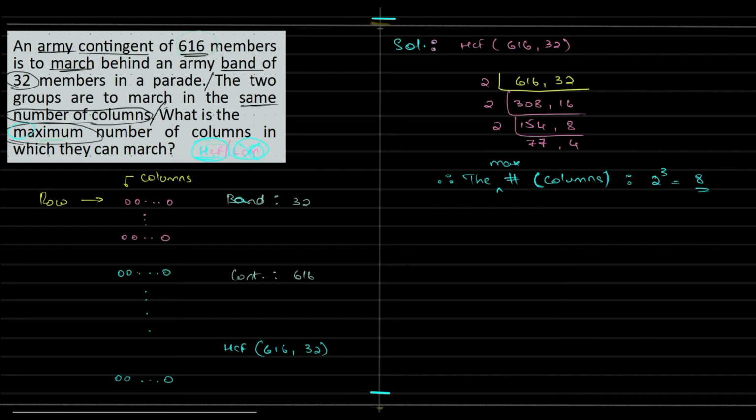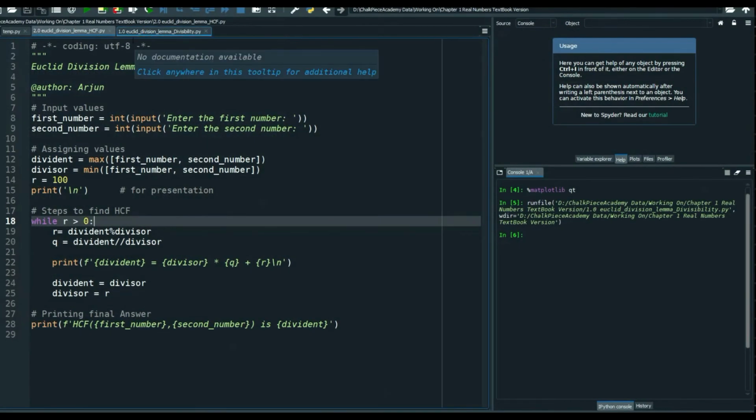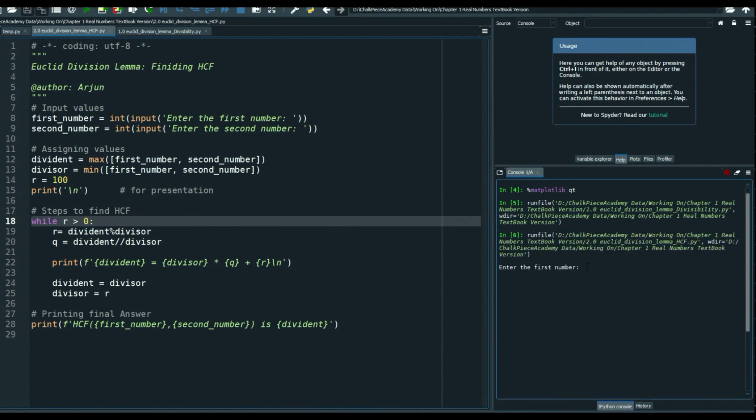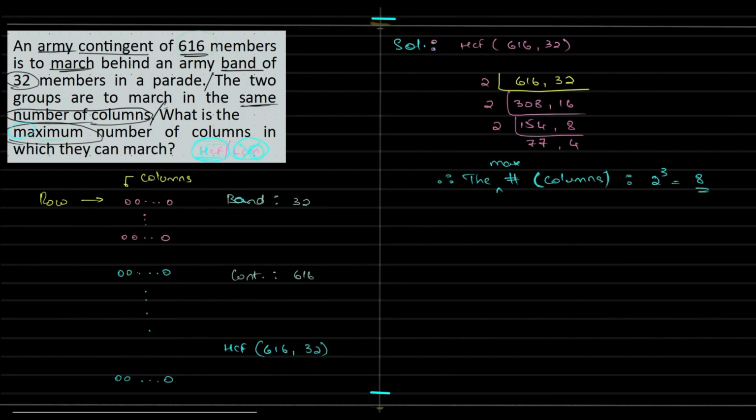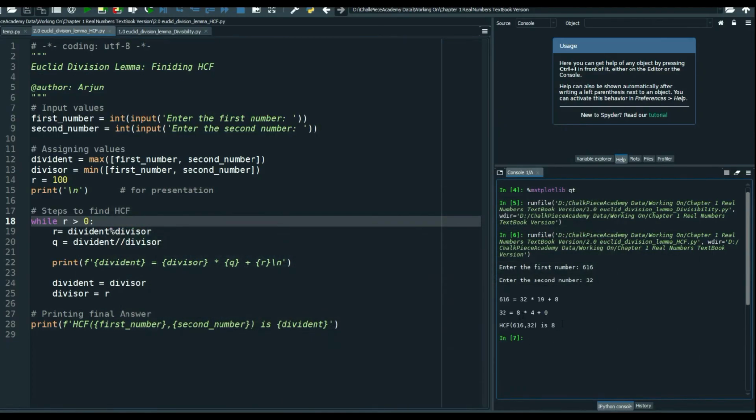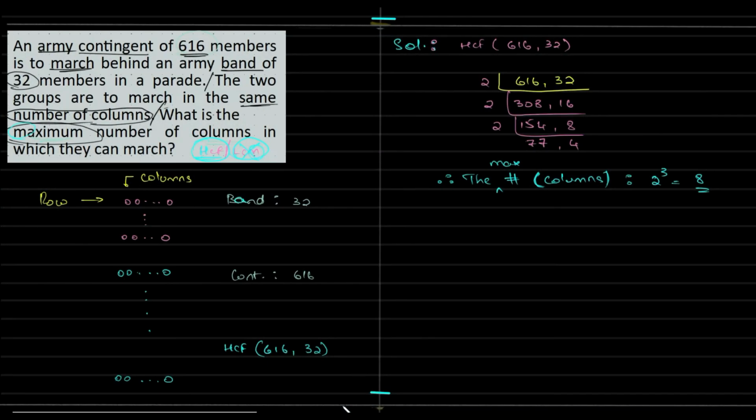Again, let's verify if our answer is correct. Let's execute this. The first number is 616, and the second is 32. Right, 8. So with Euclid's division lemma, it takes just 2 steps. It's left to you what method you want to use, unless they specify that you must use a particular method. If not, you can use any method you want. So it's the same answer.